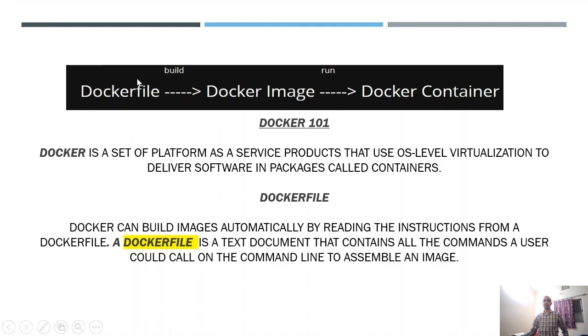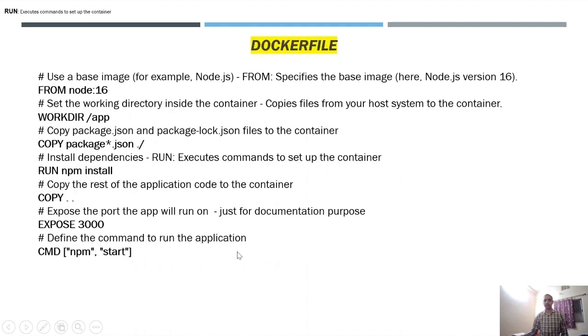So what is the process? First we have to create a Dockerfile. Then using the docker build command we will create a Docker image, and using the docker run command we will create a Docker container. So what is a Dockerfile? Docker can build images automatically by reading the instructions from a Dockerfile. So in a Dockerfile we provide instructions to the Docker platform to create a Docker image in a declarative way, so that it can assemble an image.